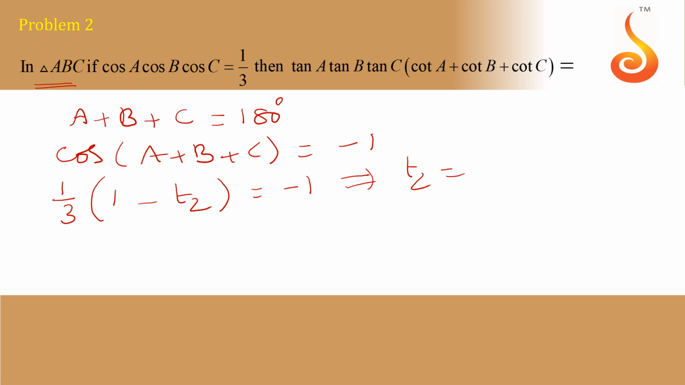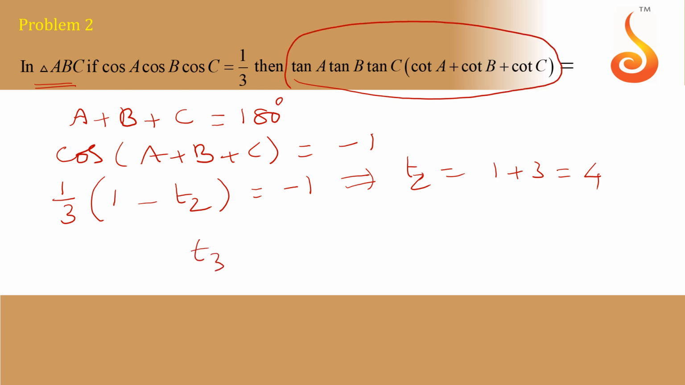So cos of A plus B plus C, we know cos A cos B cos C, that is 1/3, times 1 minus T2, equals minus 1. From this, T2 value will be 1 plus 3, which is 4. Now if you observe the given question, it is nothing but T3 into C1. T3 into C1 is nothing but T2. So T2 value is 4. So the answer is 4.